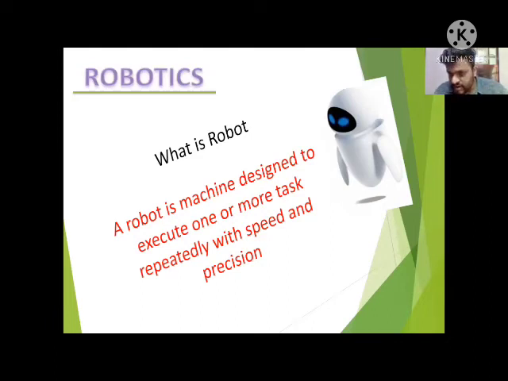What is a robot? A robot is a machine. This machine is designed to do a lot of tasks. These tasks have to be done speedily because we need to do more and more tasks, so the tasks have to be done very speedily and with precision. Precision means in a proper way. This is the basic definition of a robot.